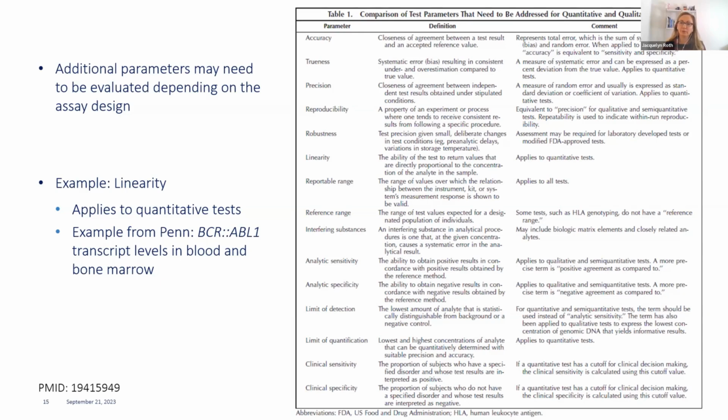An example of an additional parameter that folks on this call may be familiar with would be something like linearity, which applies to your quantitative tests. An example where we had to validate and verify linearity in our lab is in detecting the amount of BCR-ABL1 gene fusion rearrangements in our molecular lab in blood and bone marrow samples. We want to make sure that as the analyte increases in the patient sample, we are proportionally and accurately detecting it. So you will determine that your test is linear over a certain given range.